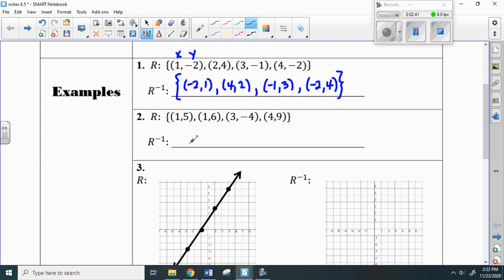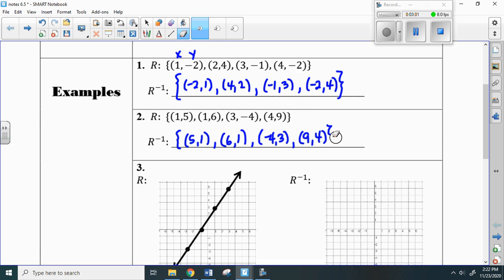All right, so number 2 should be super simple. Maybe consider pausing it and trying this one on your own real quick. When you learned this in Algebra 1, you were also asked other questions like, is it a function? Is the inverse a function? We're not going to get into all of that in this class, although a function just means none of the x's repeat.